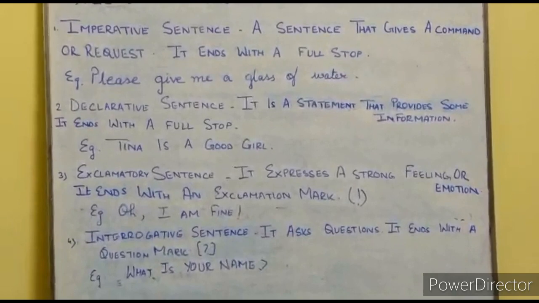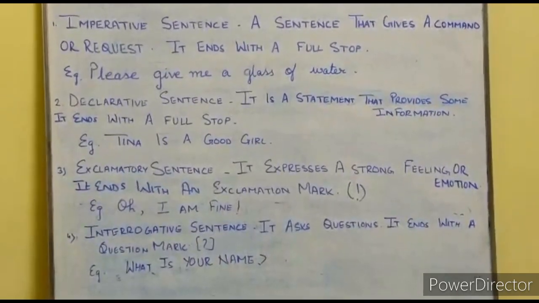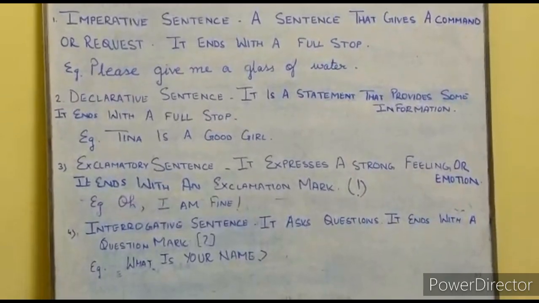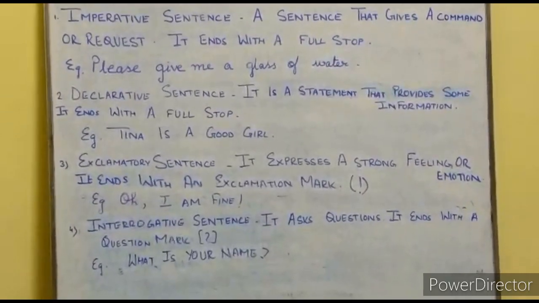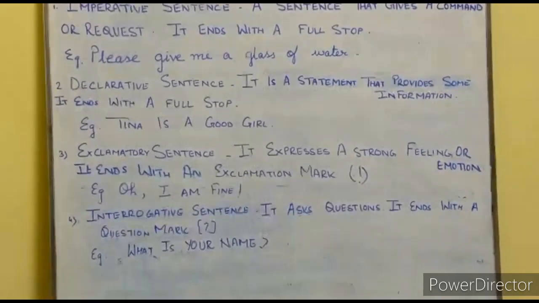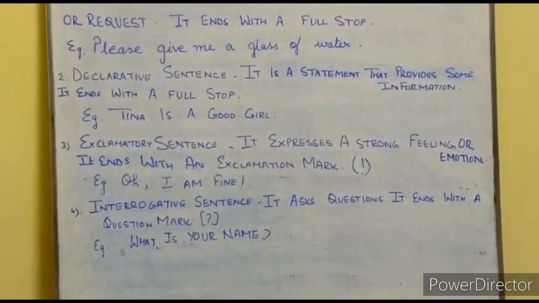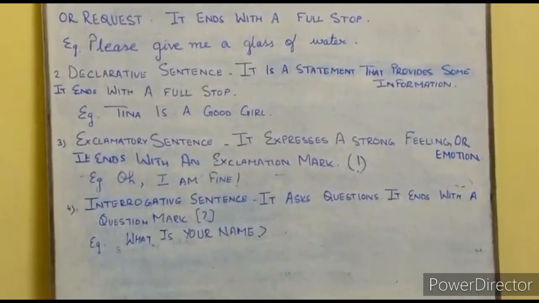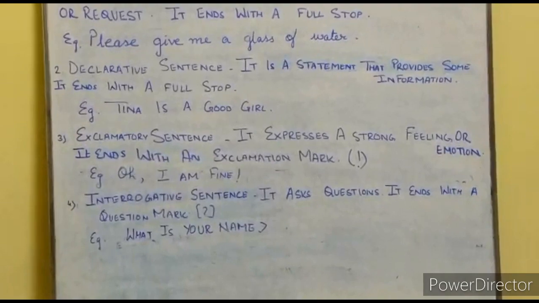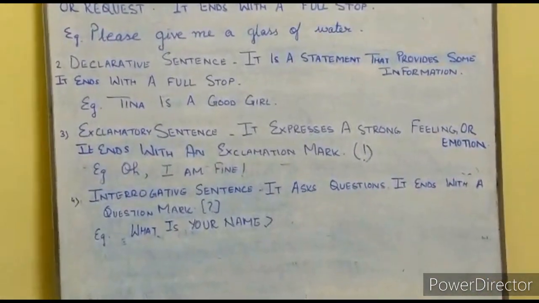Now sentence number 3, exclamatory sentence. It expresses a strong feeling or emotion. It ends with an exclamation mark. Example: oh, I am fine! Exclamation mark.